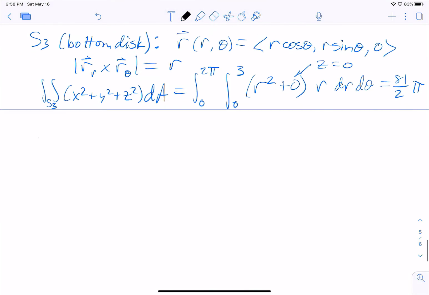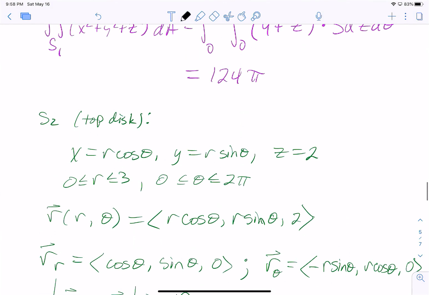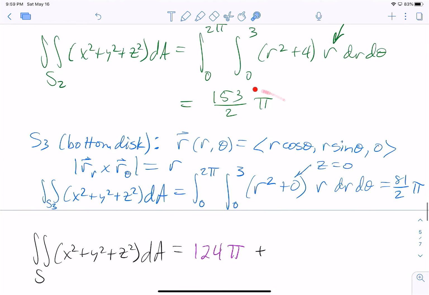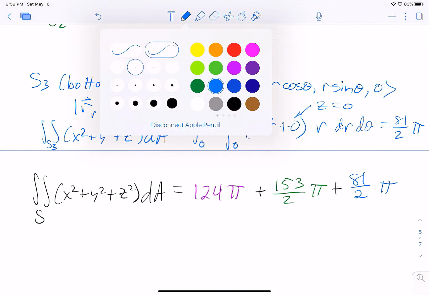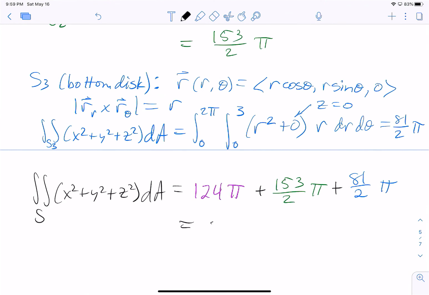Now we can put it all together. The surface integral over S of x squared plus y squared plus z squared dA is going to equal 124 pi from the cylinder plus 153 over 2 pi from the top disk. That's 153 over 2 times pi, right? Not 2 pi in the denominator. Anyway, plus 81 over 2 times pi from the bottom disk. In all, we get 241 pi as our surface integral.